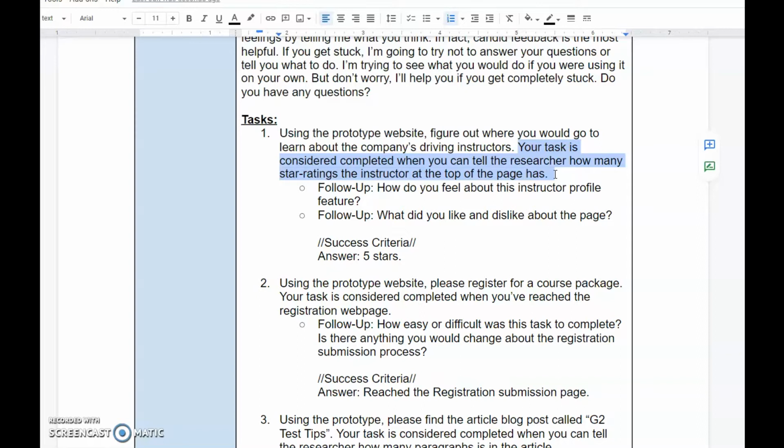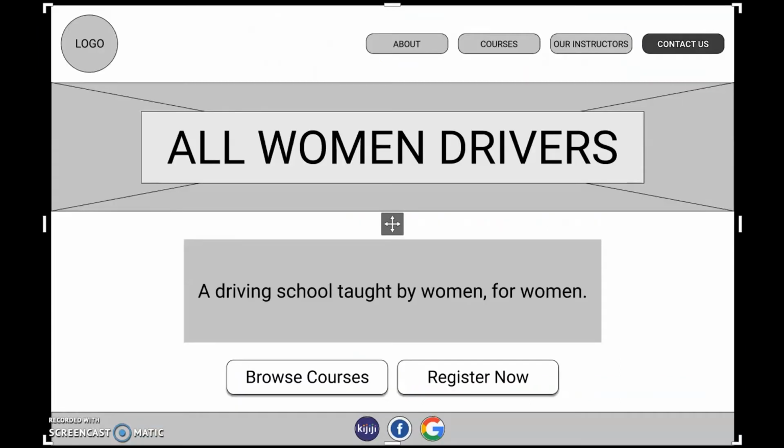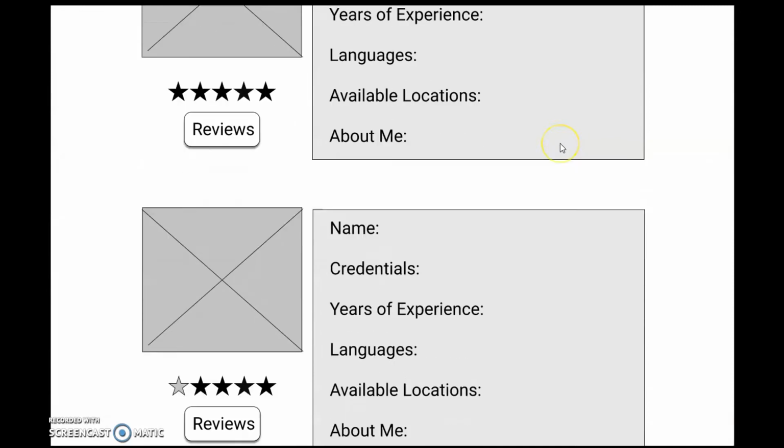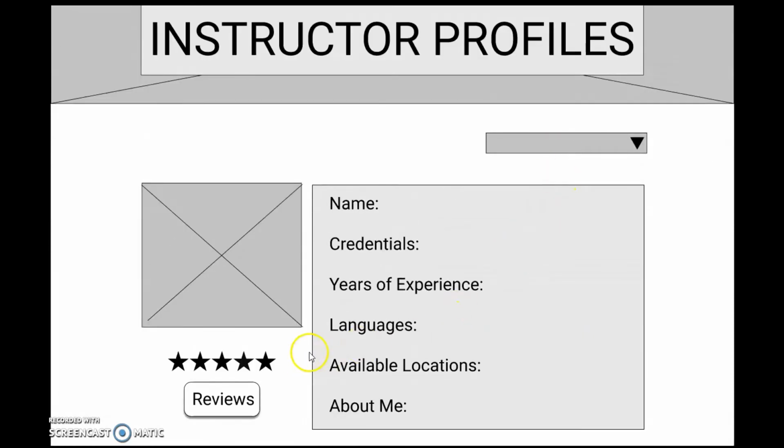So I knew that if I was going to be doing some recordings and had some users doing things on their own time, they needed to know when they were finished. So that's why I included that. People, for the most part, were able to complete this task really easily. All you had to do was really take a glance at the nav. You would have known that you should go to instructors and then to profiles. And then if you looked around, you would have seen that the first profile had 5 stars, so the answer was 5.